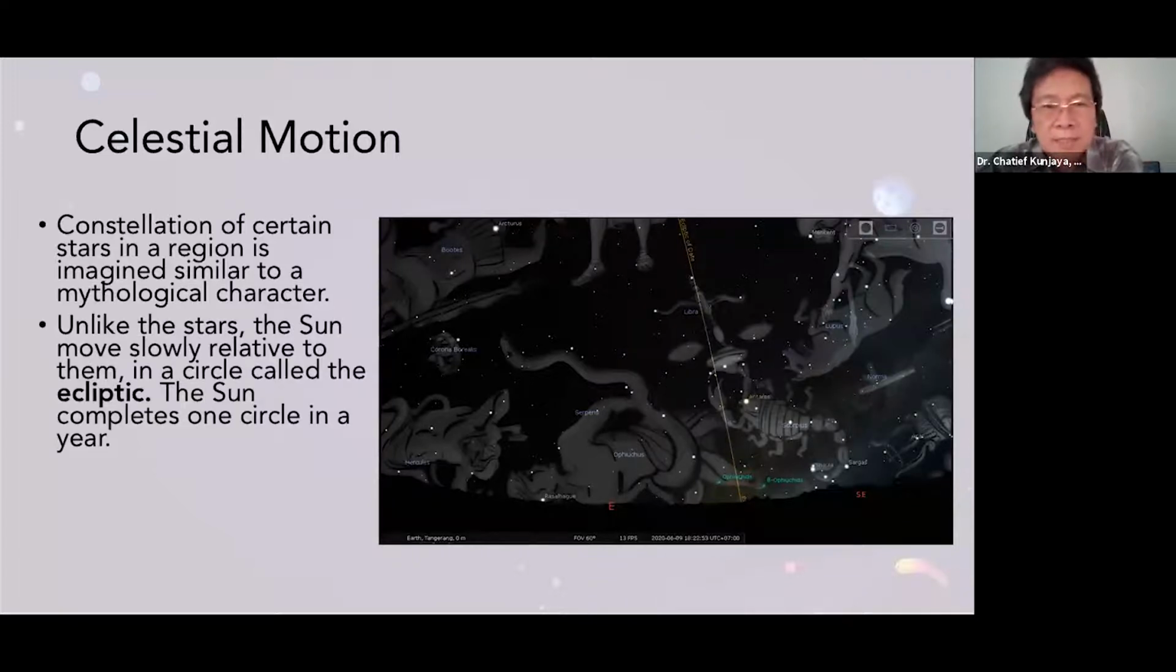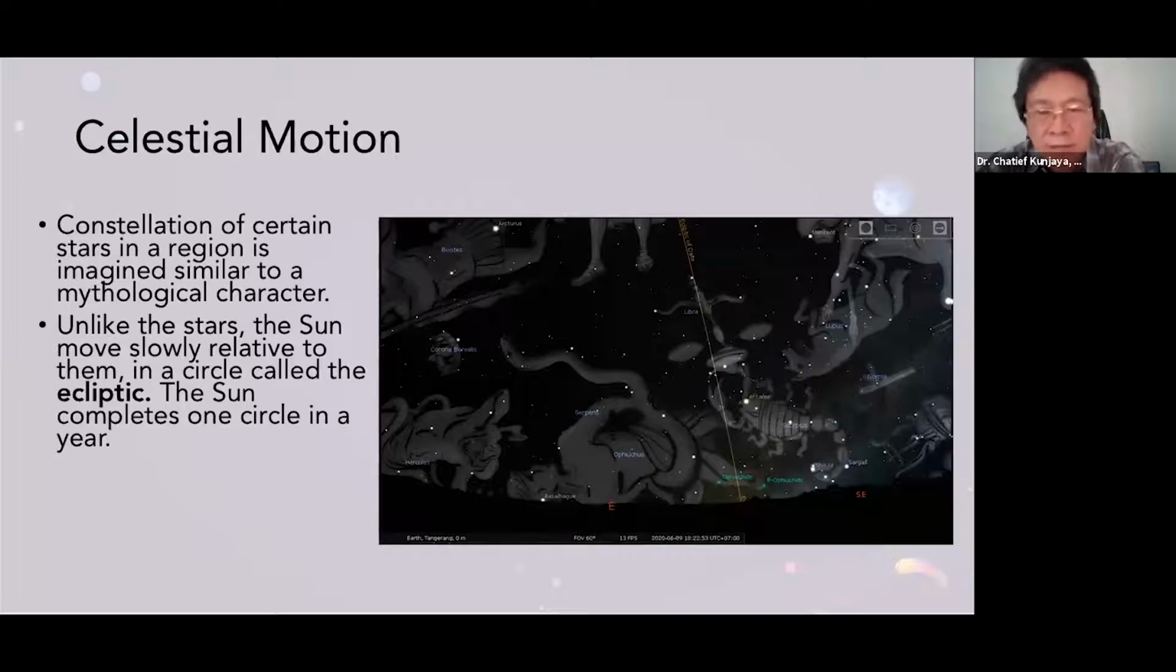So this ecliptic passes through 12 constellations in the sky. We know Libra and Scorpio, we know Cancer, we know Capricorn, and so on. On this screen, you can see Libra and Scorpio. Can you see? Near the ecliptic. Yeah. So these are two constellations which we call zodiac.